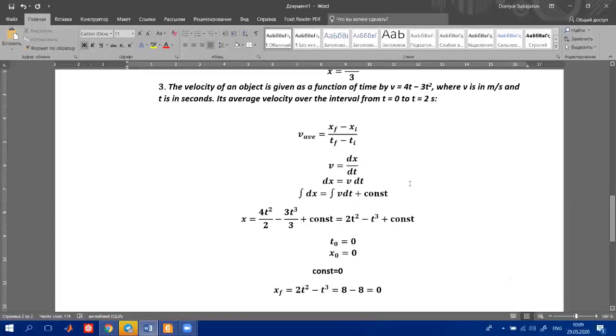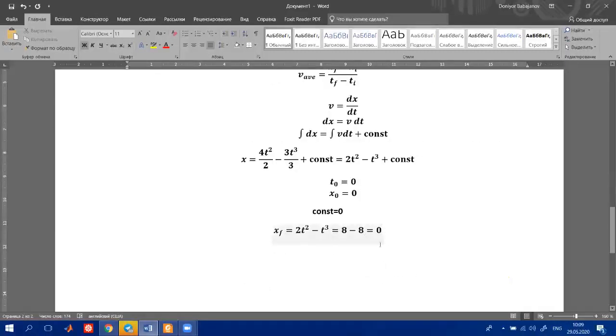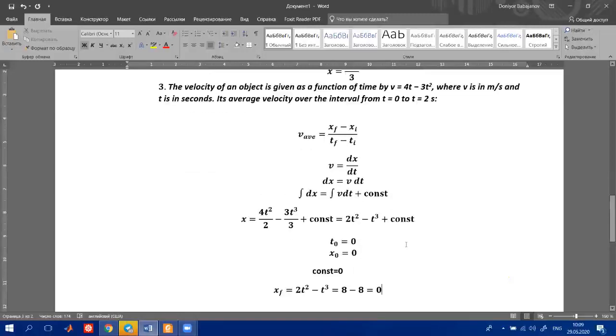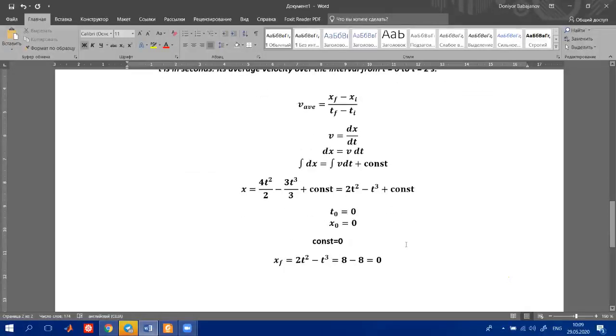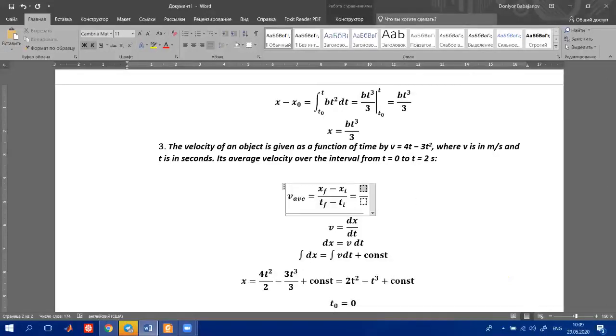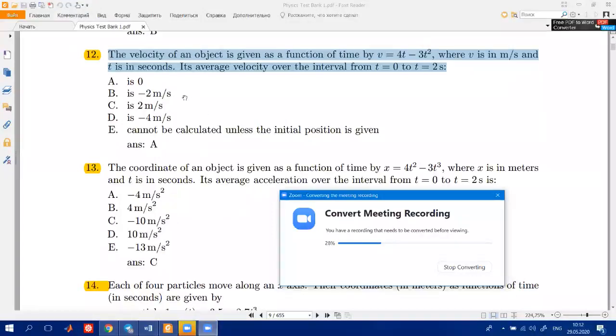You see, in this motion, the body moves along the coordinate, and after 2 seconds, it returned to its original position. That means displacement is 0, no displacement. That means average velocity is 0. Because if you put here the final coordinate 0, minus the initial coordinate 0, and final time 2, initial time 0, you get 0. Average velocity is 0. So let's see the answer. Answer is 0.